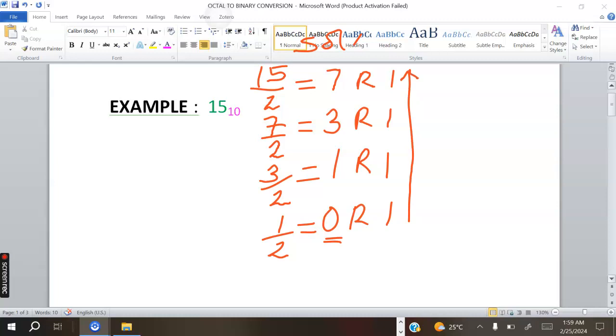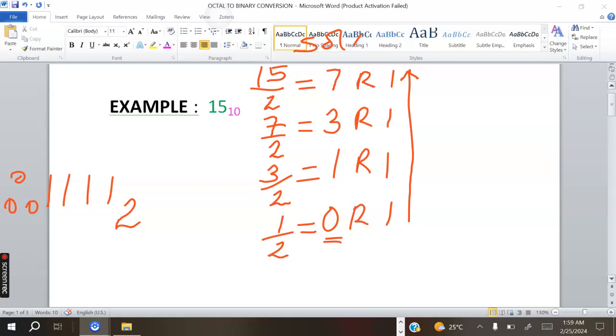Therefore, this is the final answer. Reading the remainders going upward, the answer is 1, 1, 1, 1. There are supposed to be four ones. Then you write the answer with base 2. To translate that, we have converted the number from decimal to binary, and the answer is supposed to have a base 2.